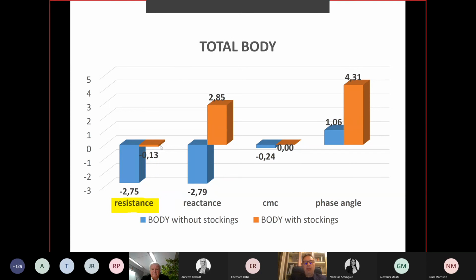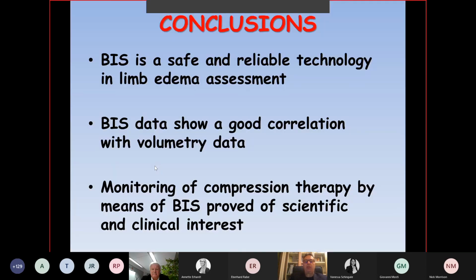What does it mean? It just means that you increase your diuresis because the fluids somehow exit more thanks to the stocking. Probably this is our explanation. So this is my very last slide.